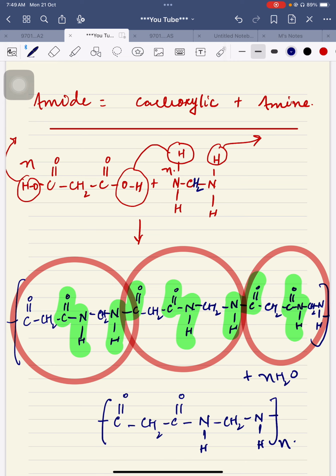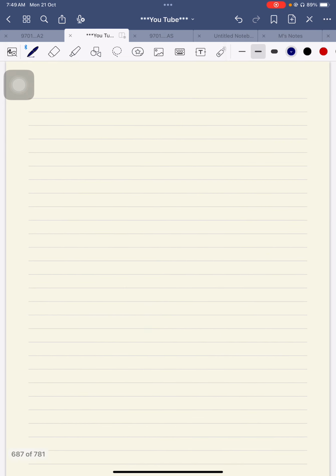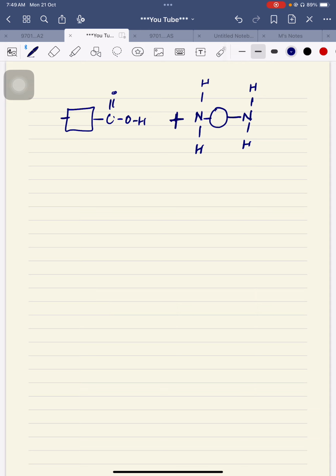Okay, let me write one more compound for you, and that is also a dicarboxylic acid and diamine. Okay, guys, this is a box, and this is C double bond O, and this is OH, and this is another one, a circle, and this is a carbon chain as well. So this circle and this box, this square or rectangular box, are just telling you about the carbon chains. So these are for n times, and remember this.